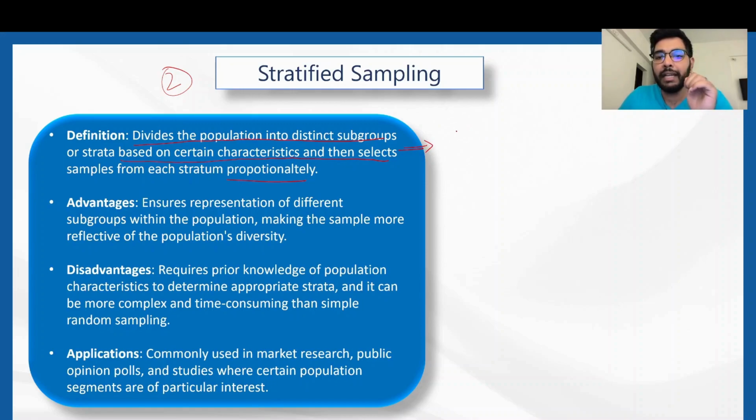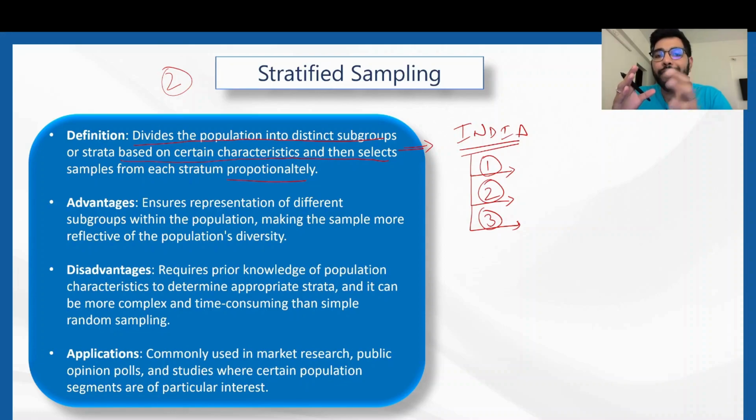Let's say we are in a country, let's say India itself, but in this particular case, hypothetically speaking, we have only 3 states in India: 1, 2, 3, right? Our task is to calculate the average age of the overall population in India, and the overall population in India is 1.4 billion. In the first state, we have 50% of the population. In the second state, we have 30% of the population. And in the third state, we have 20% of the population.